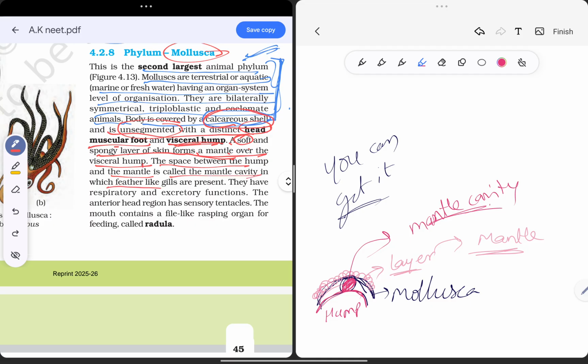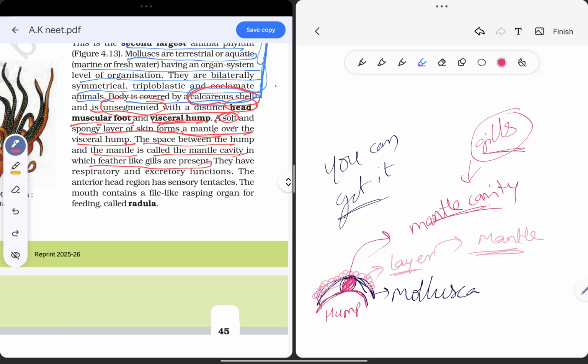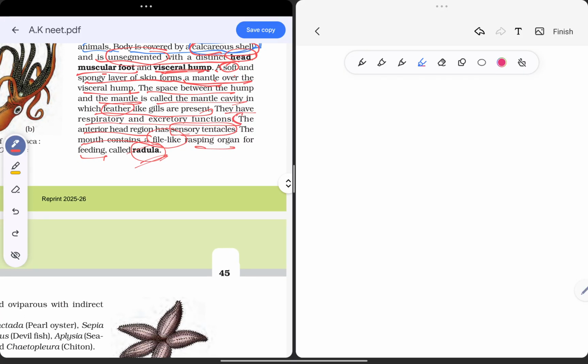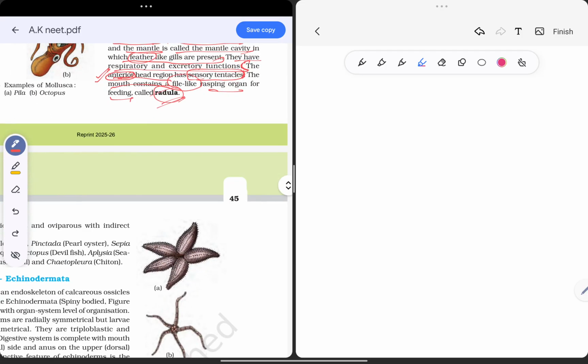In the mantle cavity, feather-like gills are present. In this mantle cavity, what is present? Gills are present. Feather-like gills. They have respiratory and excretory function, and the anterior head region has sensory tentacles. The mouth contains a file-like rasping organ for feeding called radula. Molluscs have a file-like rasping organ called radula. Another important point is that the sensory tentacles are present in the anterior head, not posterior.